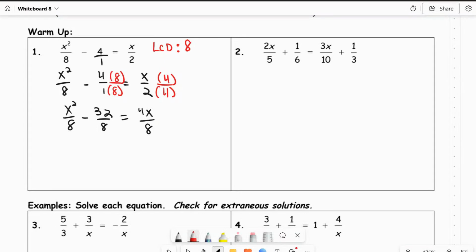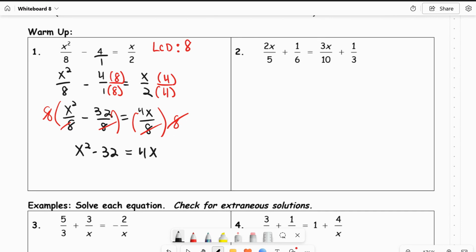I would prefer to not work with my fractions. But now, since they all have a common denominator of 8, I could multiply both sides by 8. That will cause my denominators to cancel out. So all of my denominators are going to cancel, which leaves me with x squared minus 32 equals 4x. And this is an equation that I can solve pretty easily.